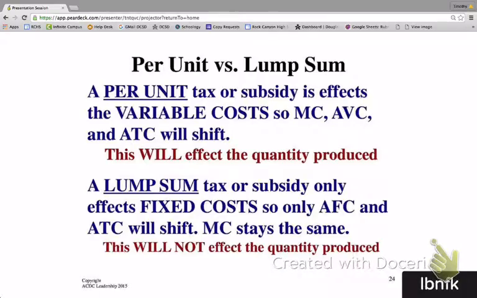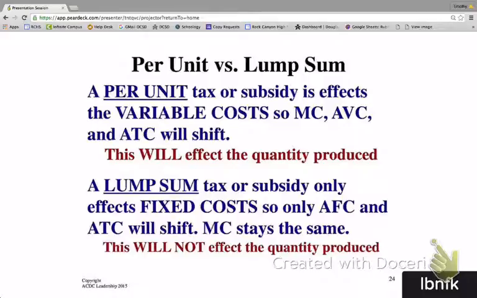Now, a per unit tax or subsidy affects the variable costs. So marginal cost, average variable cost, and average total cost will shift. And that will affect the quantity produced. That's if it's a per unit tax, because if it's a per unit tax, it affects variable costs. The more you produce, the more tax you pay. The less you produce, the less tax you pay. So that's why it affects variable costs and marginal cost and average variable cost, and therefore average total cost will shift, and that will affect the quantity produced.